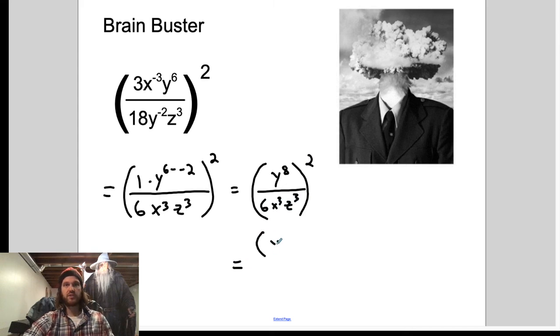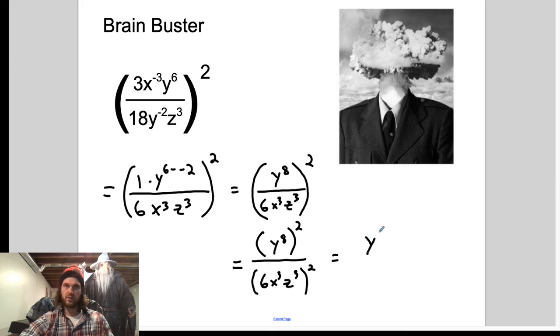I'm now going to apply rule 7. And I'm going to split up the parentheses and raise the top and the bottom to that 2nd power. Y to the 8th to the 2nd power is equal to y to the 16th. Multiply. There are 3 bases in the denominator, so 6 squared is 36. X to the 3rd squared is x to the 6th, and z to the 3rd squared is z to the 6th.